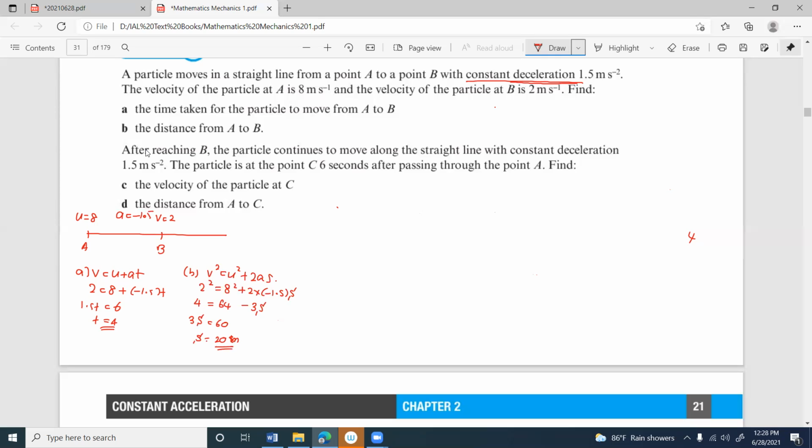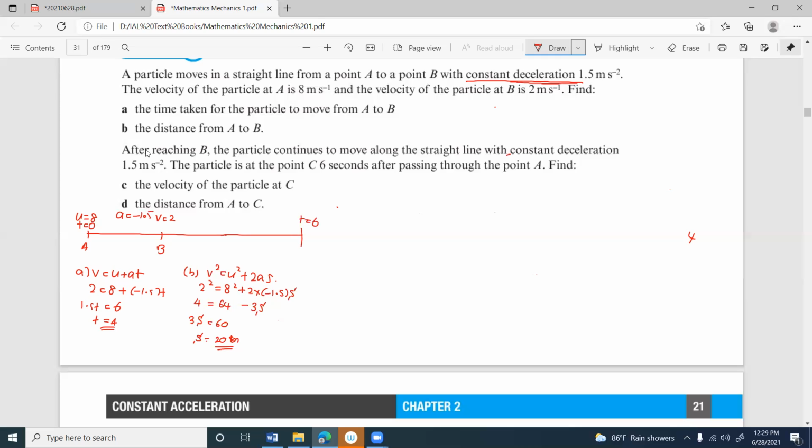Okay, right. Then, after that, after reaching B, the particle continues to move along a straight road with a constant deceleration of 1.5. You are still moving with the same condition. The particle at point C is T seconds after passing A. So here the time is 0, here the time is 6.